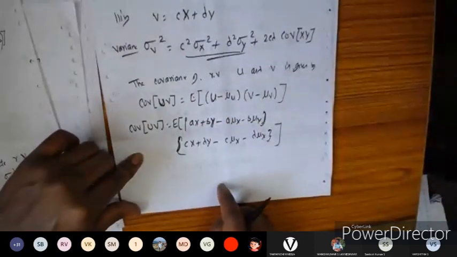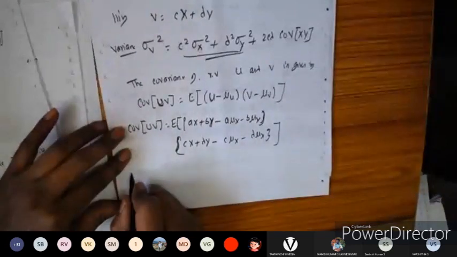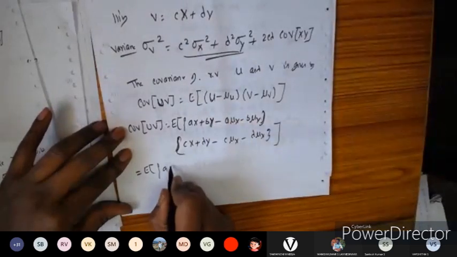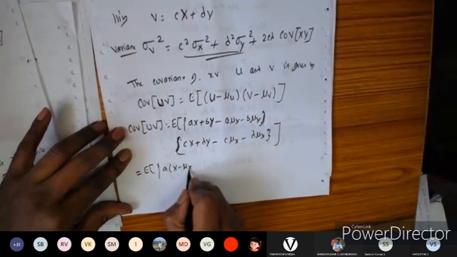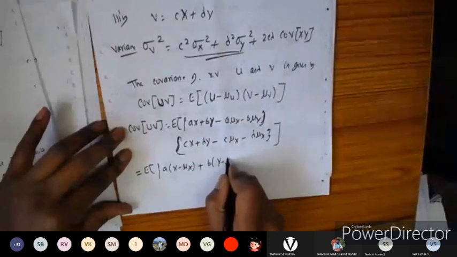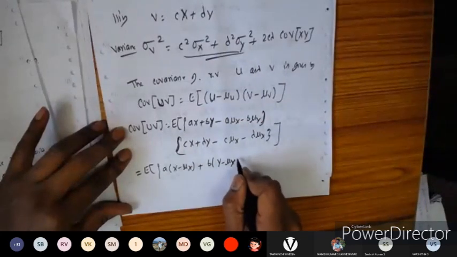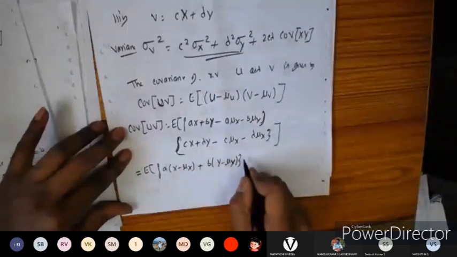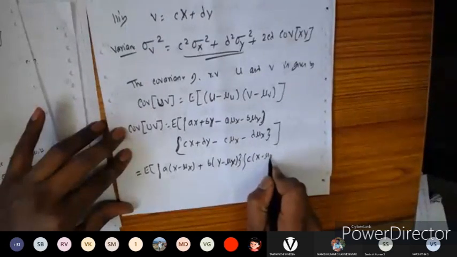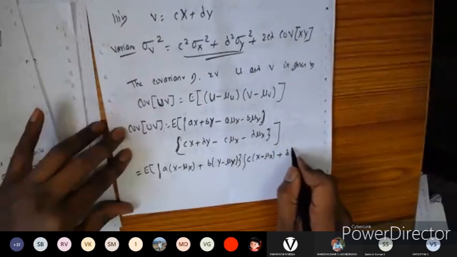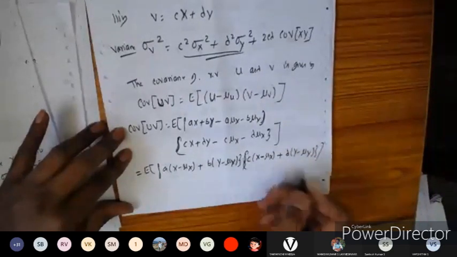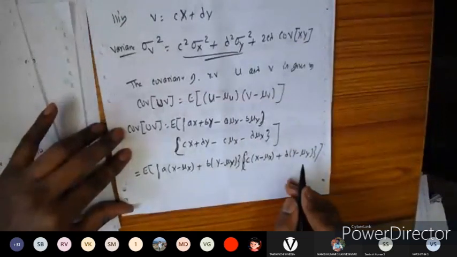So let us segregate the terms, the a terms and the b terms. I'm going to segregate here. Taking a common, it is a into x minus μx, plus b into y minus μy. This is one group. And the remaining terms, let us segregate like this: c into x minus μx, plus d into y minus μy. So this is another group here.